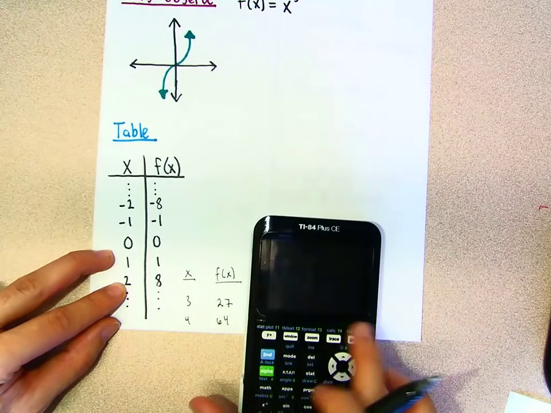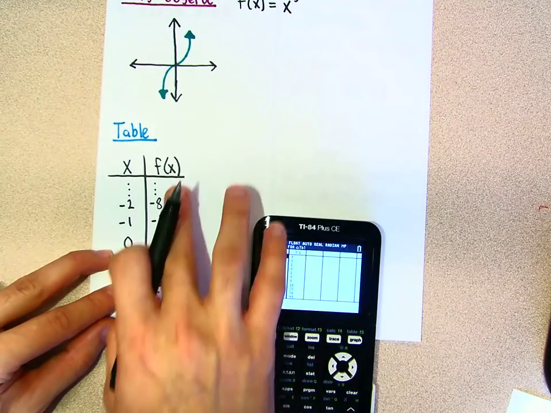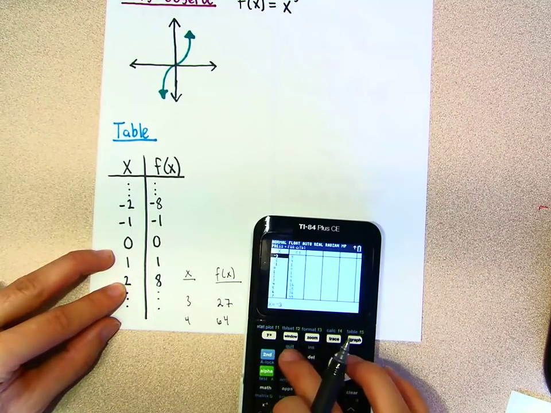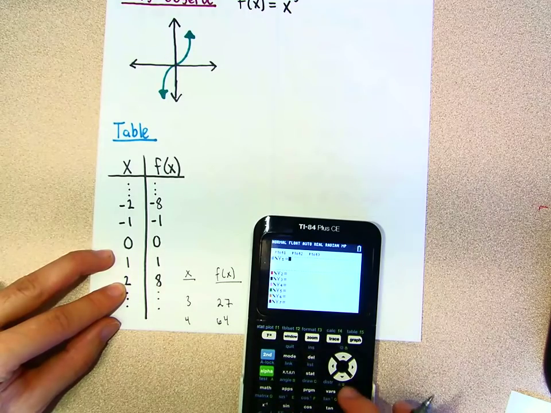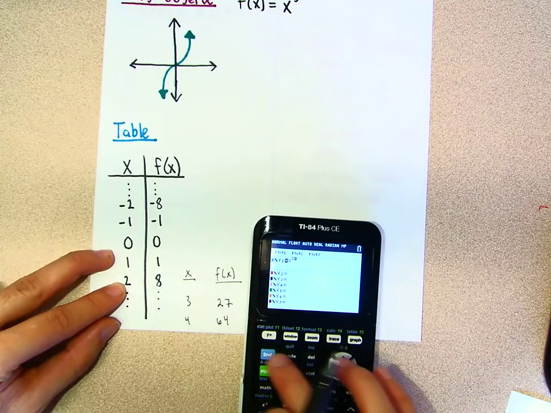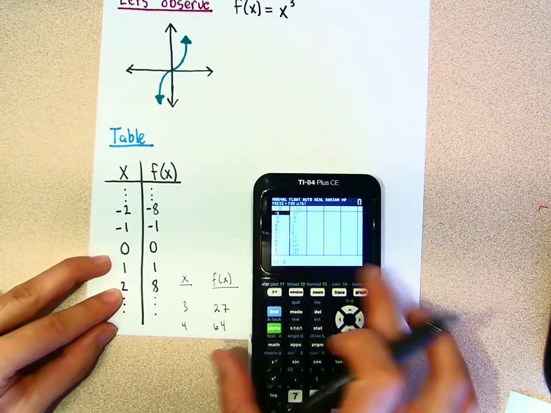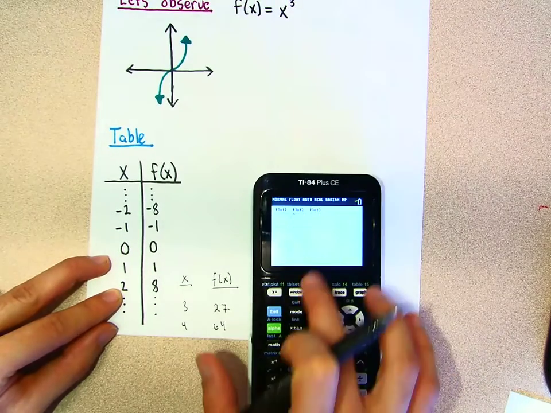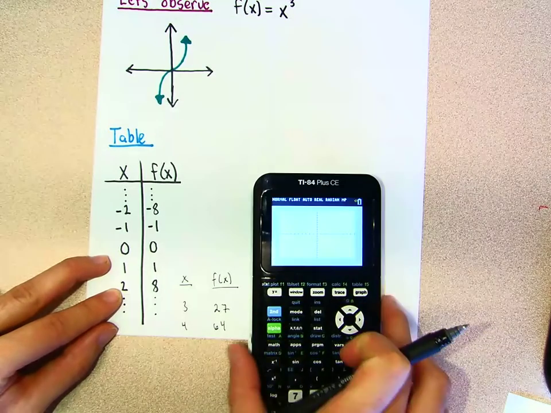And if you want, you could just check it by putting in x cubed. Like here, if I were to do y equals x to the third, and I hit second table, it gives me the values, okay? So you could do that with x cubed, and you could graph it whatever you like.